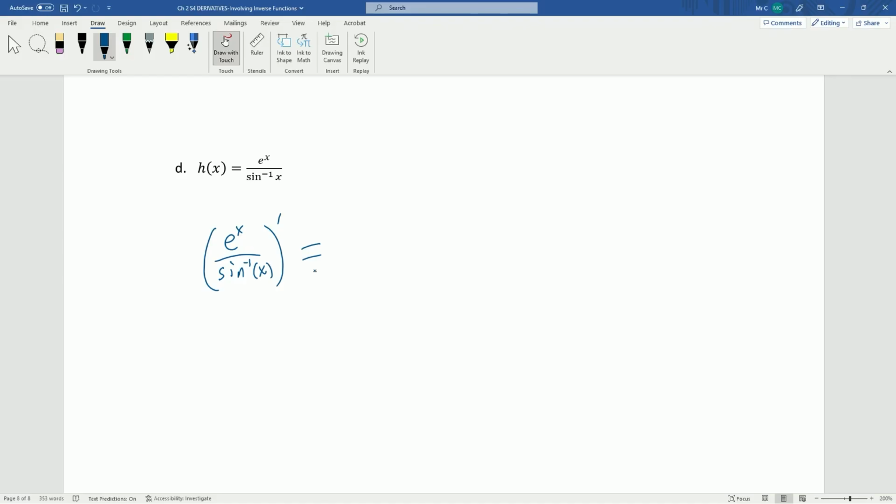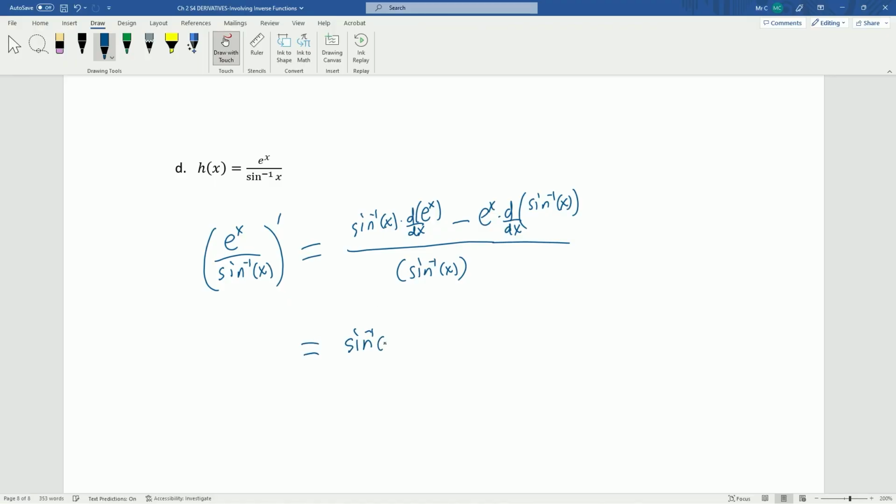Okay, we need to apply the quotient rule. So we need low d high minus high d low over low squared. This is sine inverse of x times e to the x minus e to the x times 1 over the square root of 1 minus x squared, divided by the denominator, sine inverse of x squared.